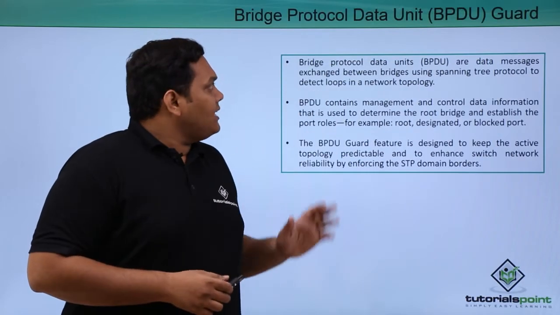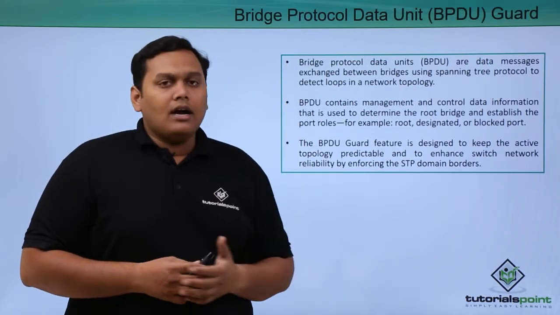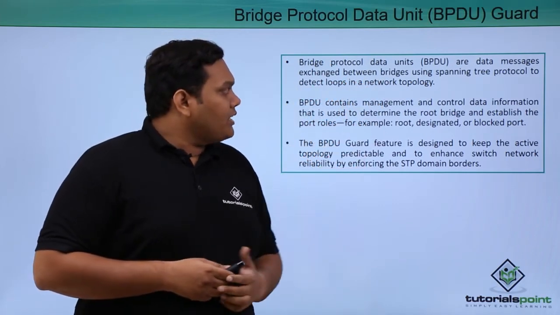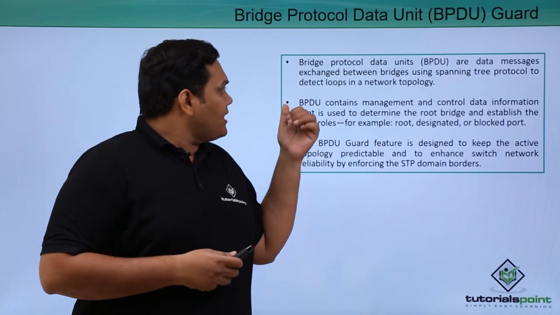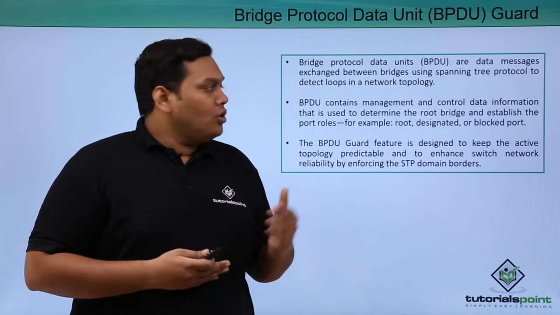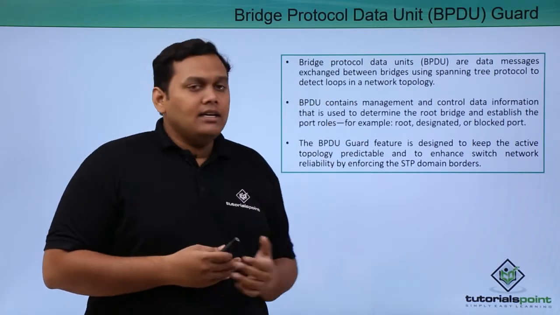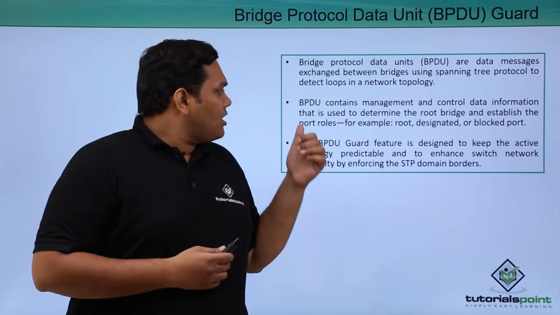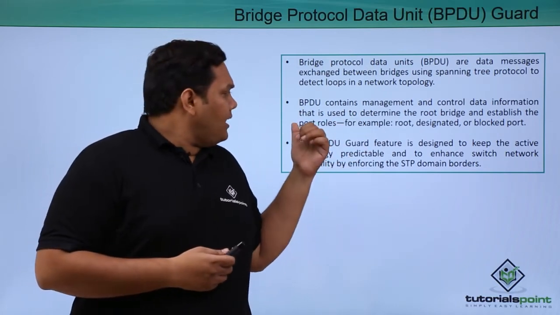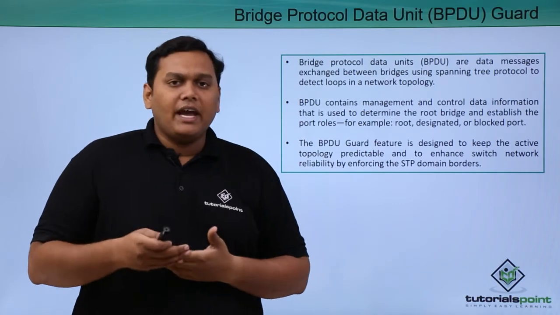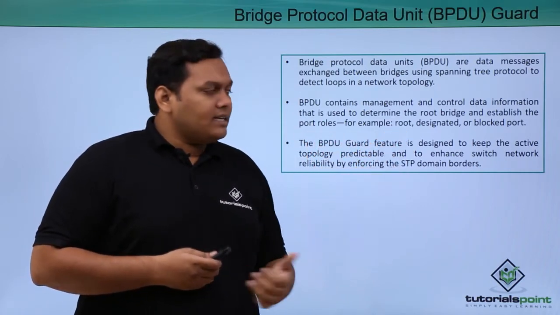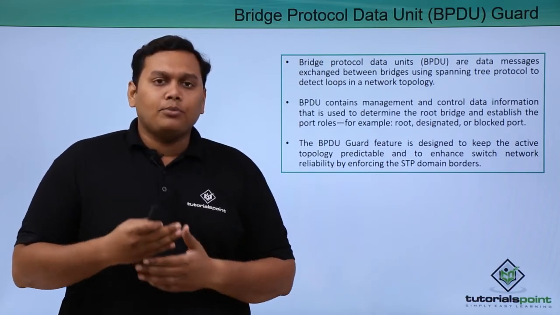So, we see that it is about the BPDU guard here. What is BPDU? It is Bridge Protocol Data Unit, a data message sent or exchanged between bridges using spanning tree protocol to detect loops in a network topology. BPDU contains management and control data information that is used to determine the root bridge and establish the port roles, for example, root port, designated port, or blocked port.